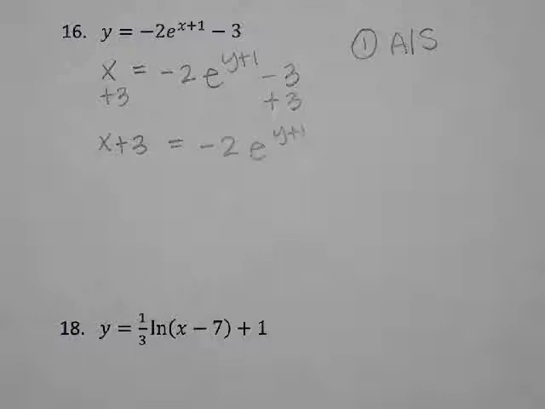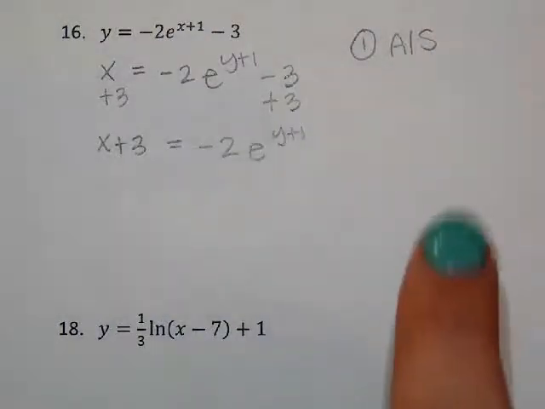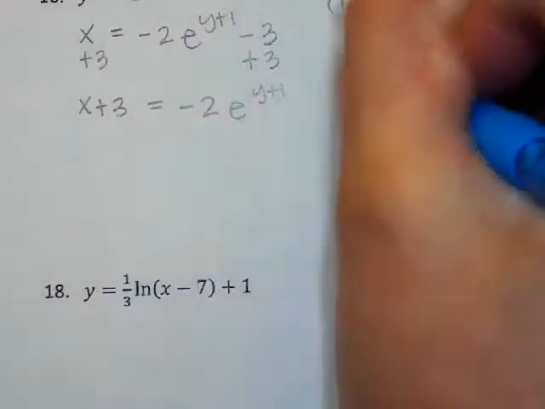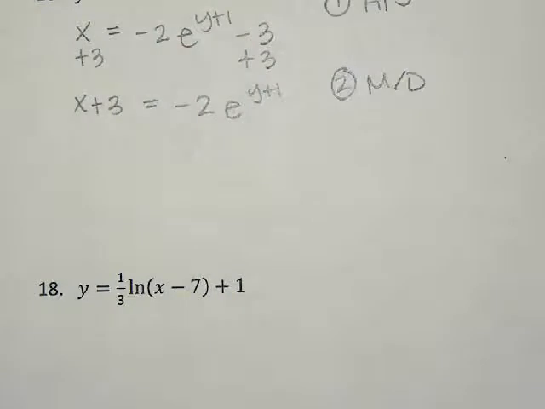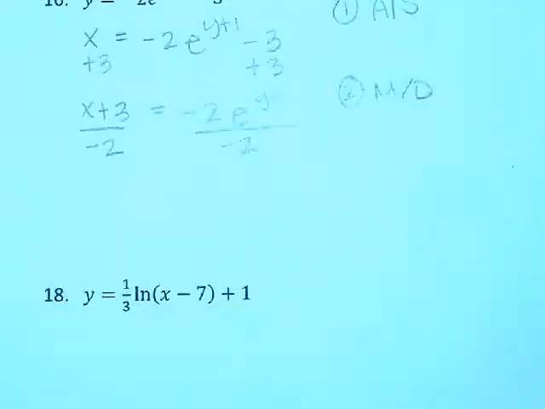All right. What is my next step? Think about your order of operations backwards. Divide. Yeah, because my next step is to multiply or divide something to the other side. So the next thing I would do is divide by the negative 2. Makes sense, right? Because we're doing PEMDAS backwards.